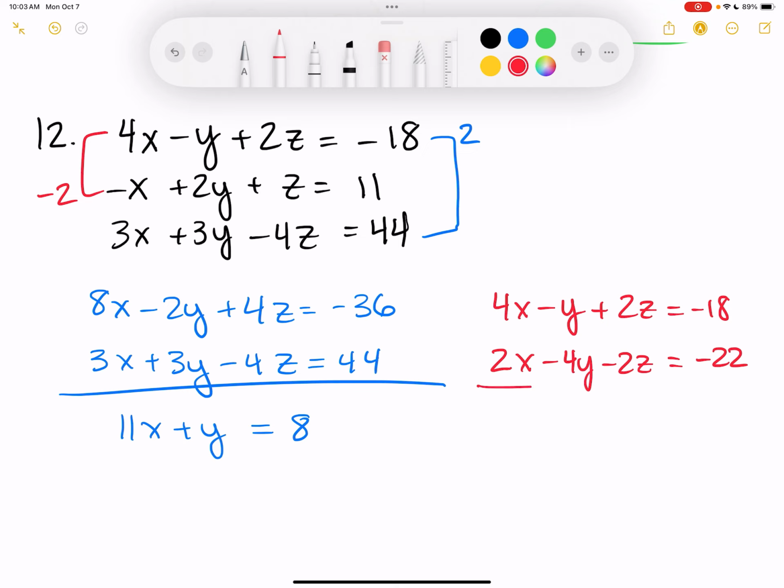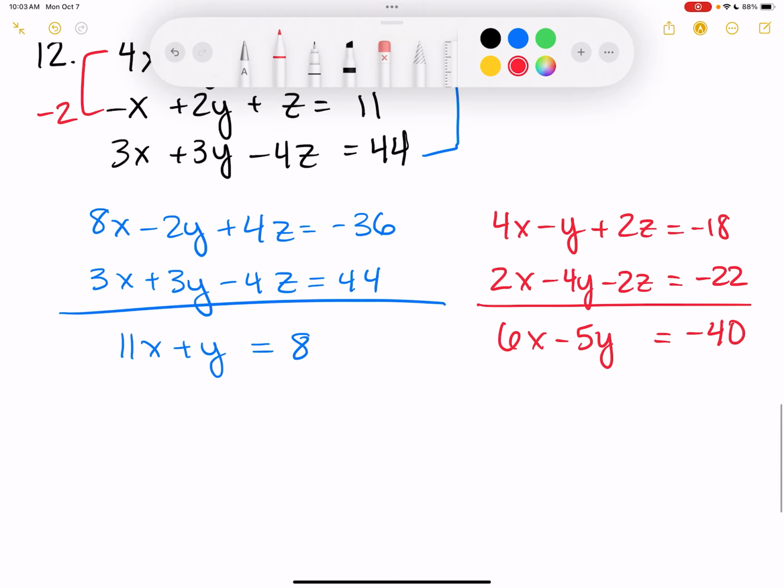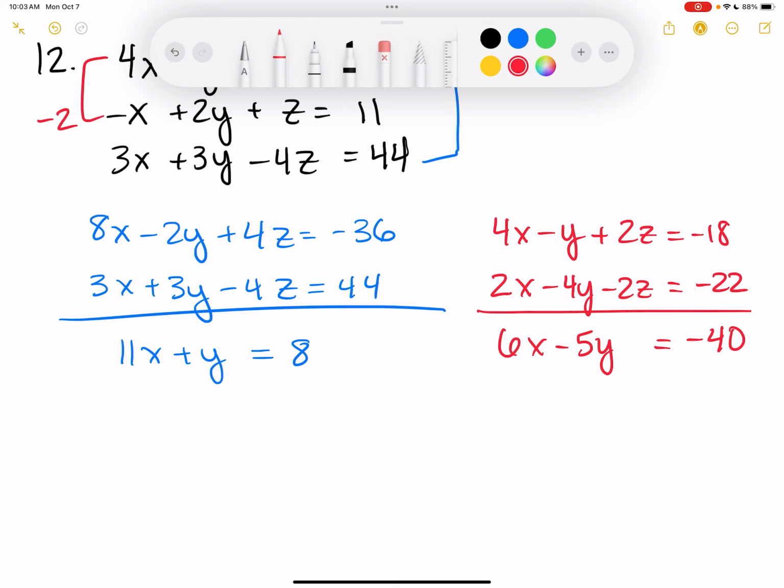So I get 6x minus 5y equals, is that -40? Now, when I stack these up, I'm going to go ahead and multiply so I don't have to rewrite things as many times.